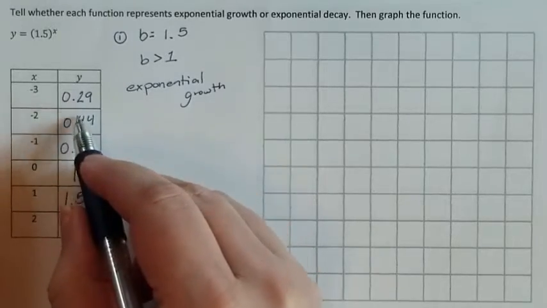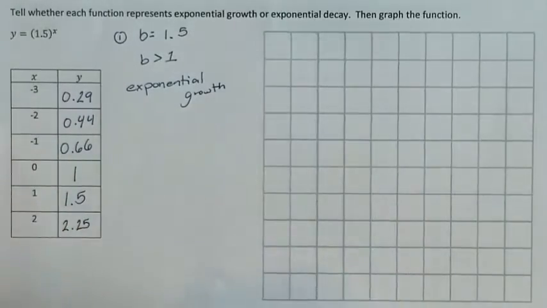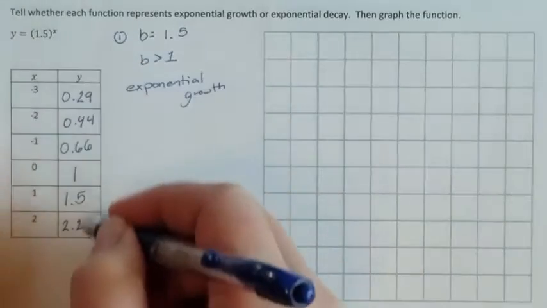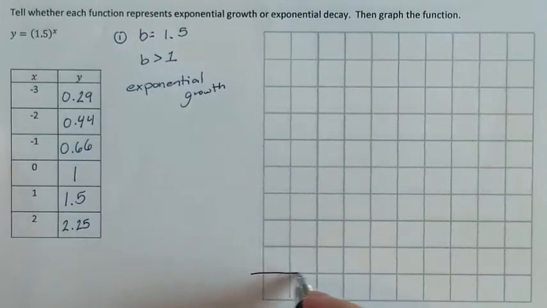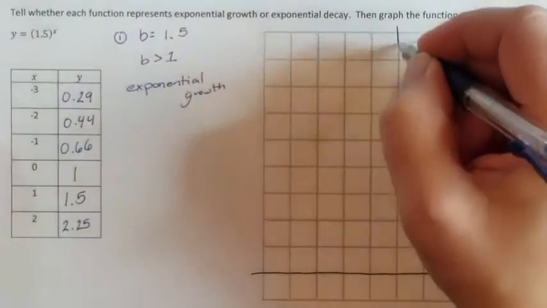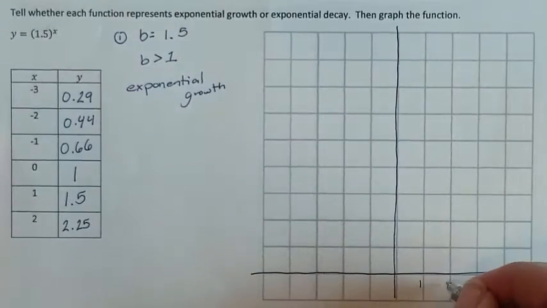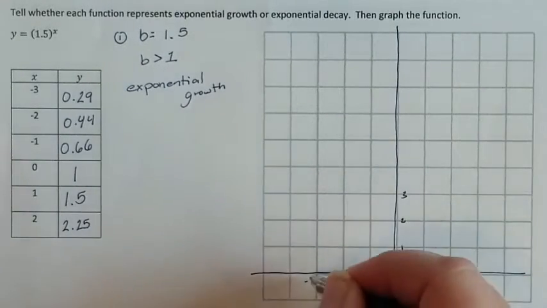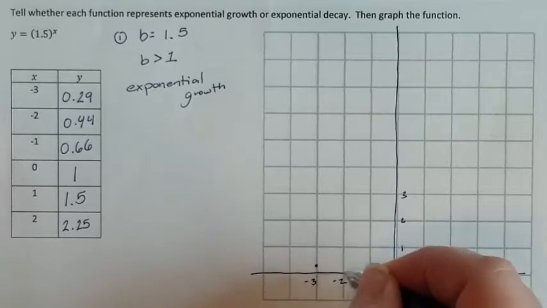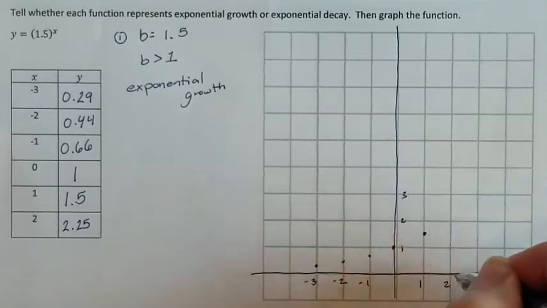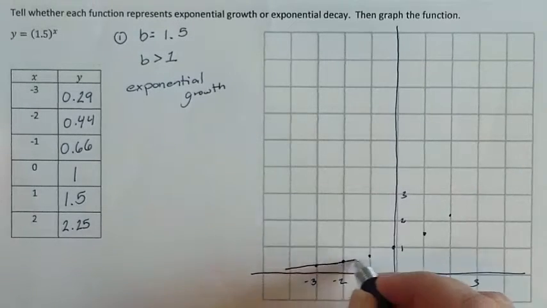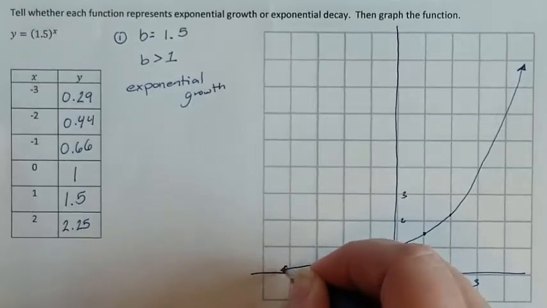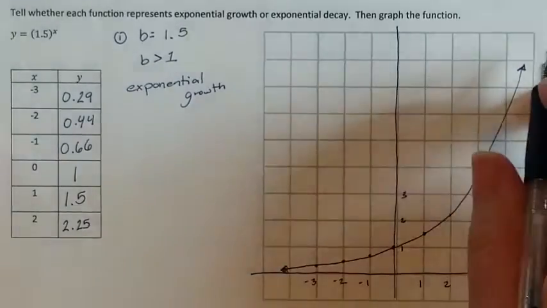I see it looks like the numbers are getting bigger, so it appears to be growth. So let's graph it and verify. X's are both positive and negative. My Y's are only ever positive. So here's my x-axis and the y-axis, scaling by counting by ones. -3 is 0.29. And connecting it with a smooth curve, it does appear to be exponential growth. It is growing as you read it from left to right.